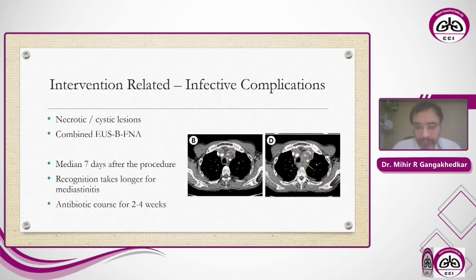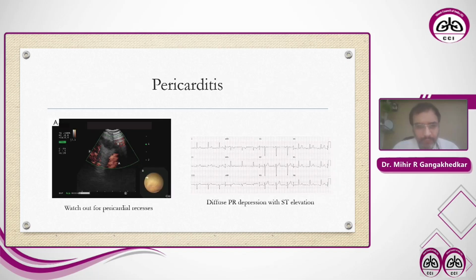And this particular image is from one such patient who they tried to sample with EUS-TBNA, and eventually the patient did develop a mediastinal abscess, which they found out later when they did another repeat scan. So it requires a good threshold for trying to identify this complication.